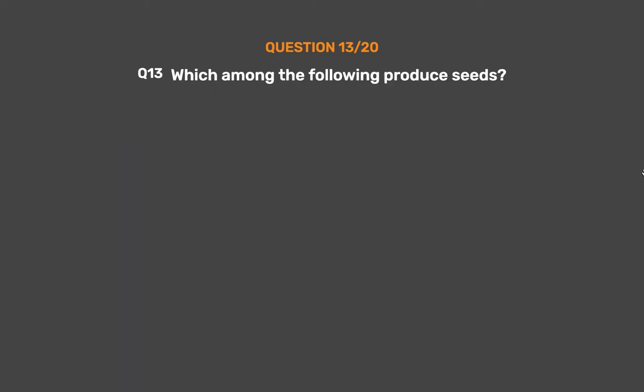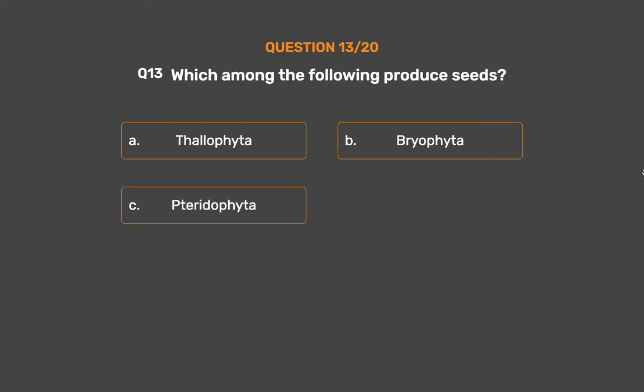Question number 13. Which among the following produce seeds? Option A. Thallophyta. Option B. Bryophyta. Option C. Pteridophyta. Option D. Gymnosperms.